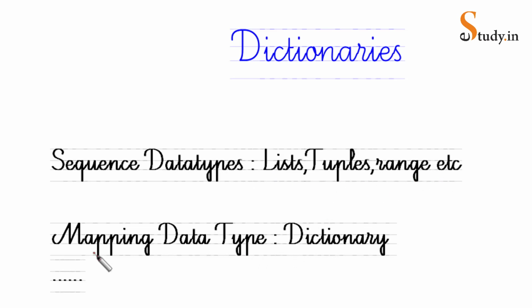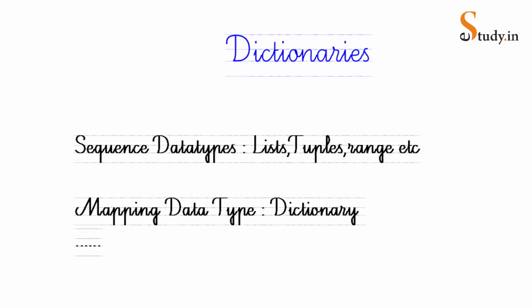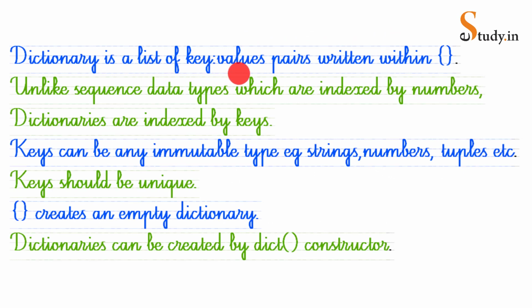Mapping data types are slightly different. Dictionary is one of the mapping data types. Here we have a key value pair. That means instead of having the indexes as 0, 1, 2, the keys are used as an index. A dictionary is a list of key value pairs written within curly braces. Here we write a key followed by a colon and then a value. The indexing is done on the basis of keys. We do not have a number based index system here. So unlike sequence data types which are indexed by numbers, dictionaries are indexed by keys.